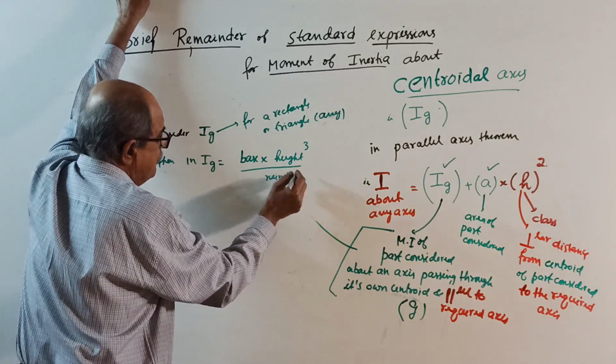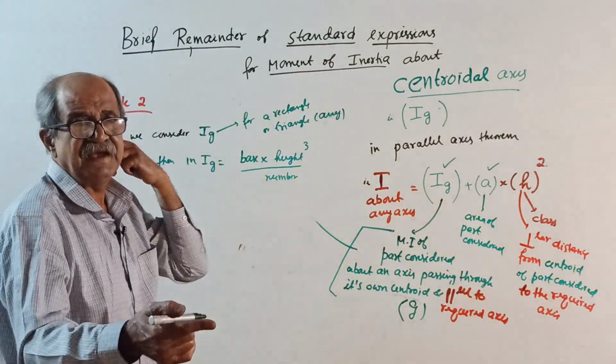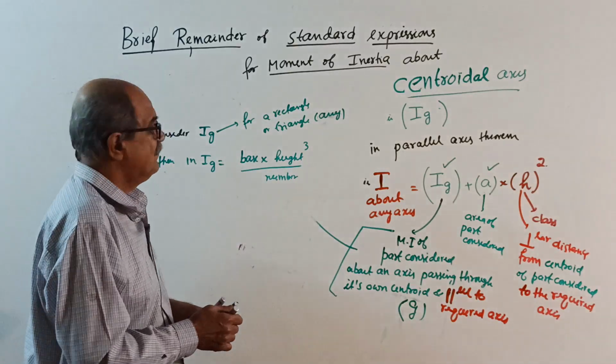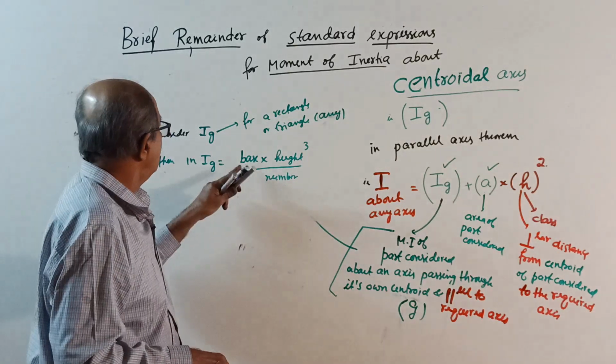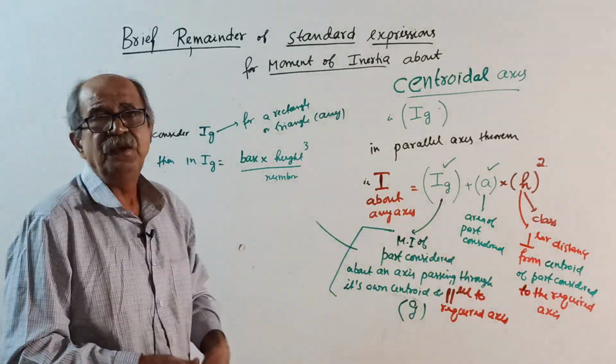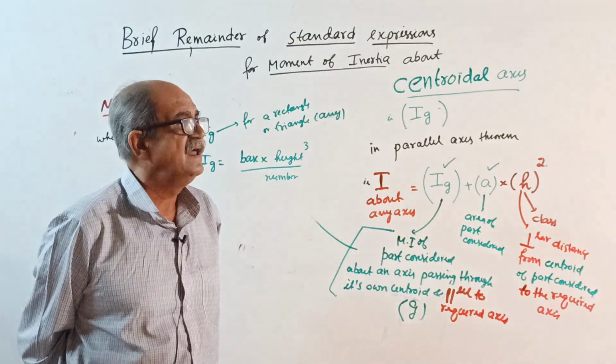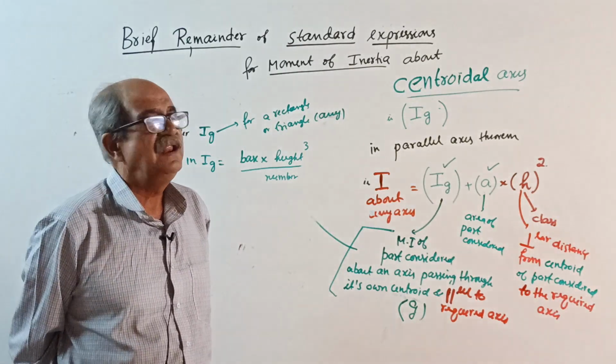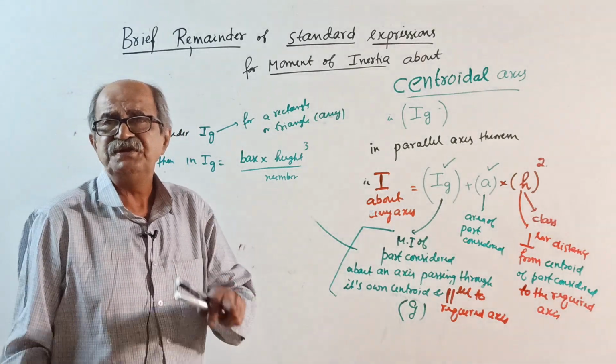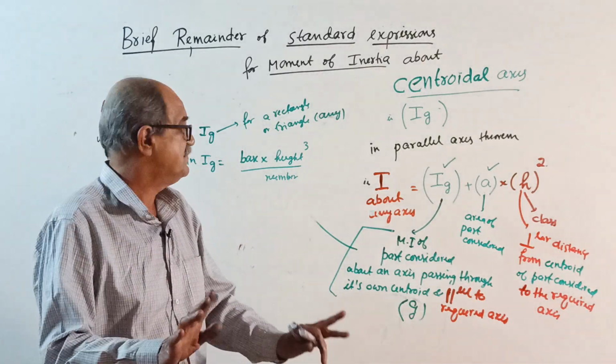Number I will change later. Number we will discuss second round. Now, this I will tell last time. Rectangle or triangle, base into height cube divided by something. Rectangle is divided by 12. Triangle usually 36. But one special case 48 will come. That we will discuss later.